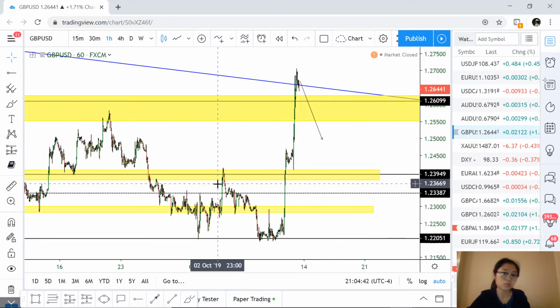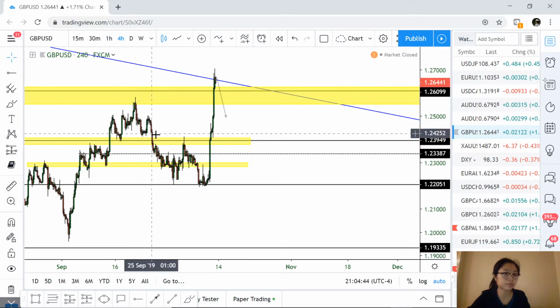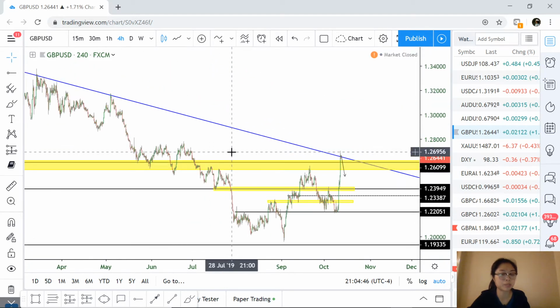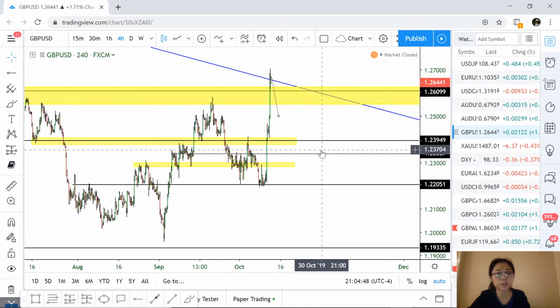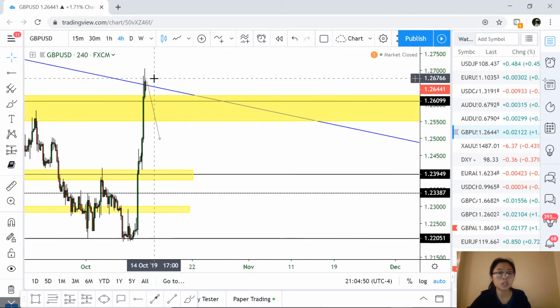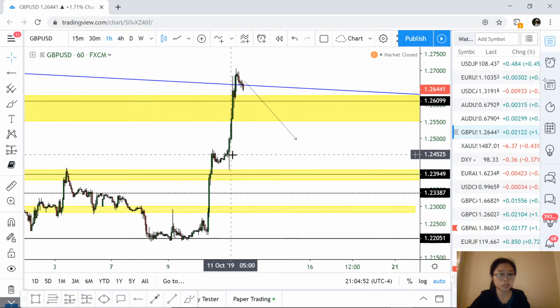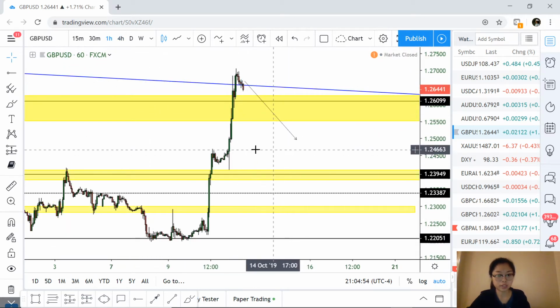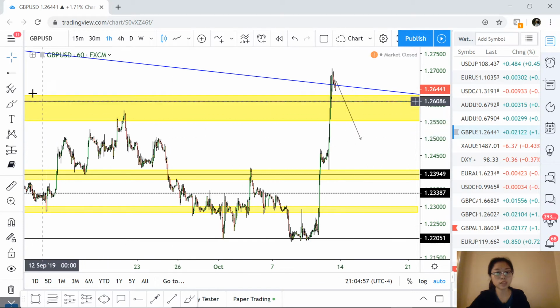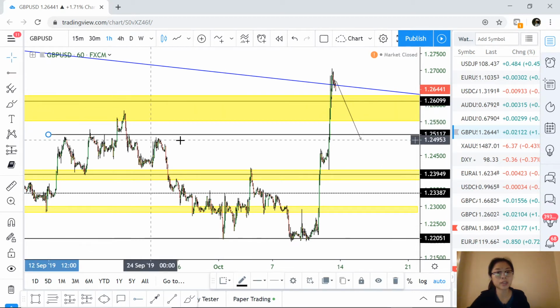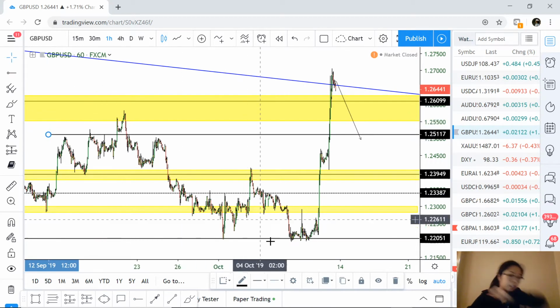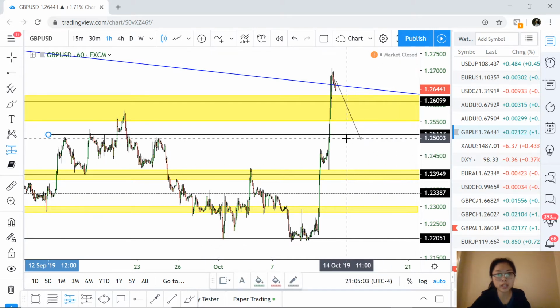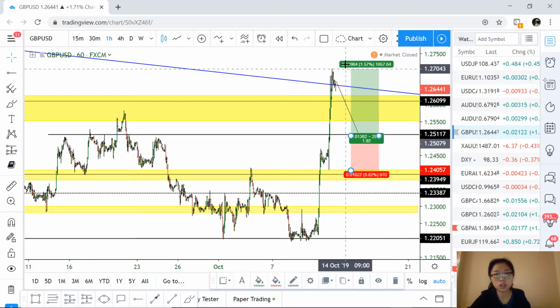Going to the pound dollar. Pound moved crazy last week. I'm expecting a retracement before further continuation upwards. So in this case, pound, I want to see a retrace into previous market structure, which is back here, and longs from there.